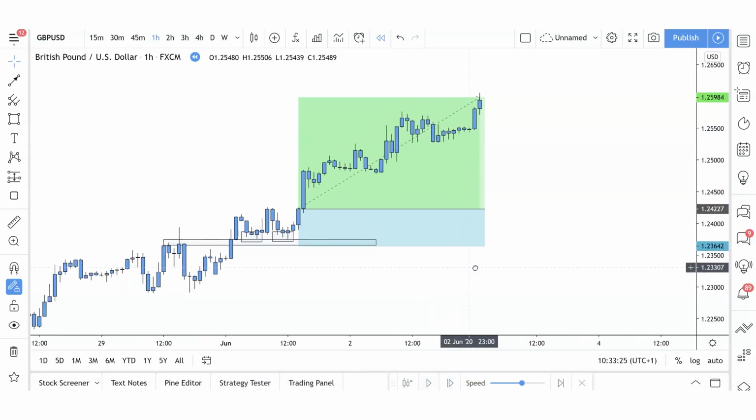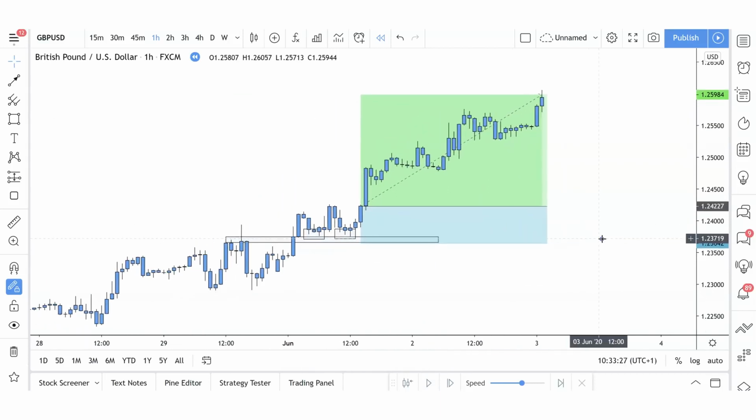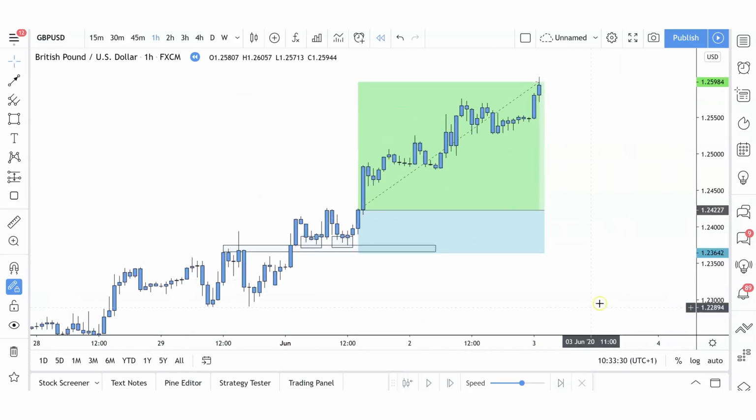So there we have it. Trade number one has hit take profit. So please remember, this pattern is very, very powerful. We want to take the trade in line with the trend.